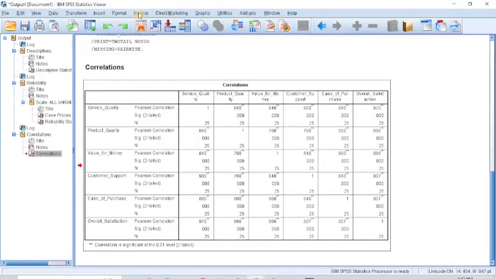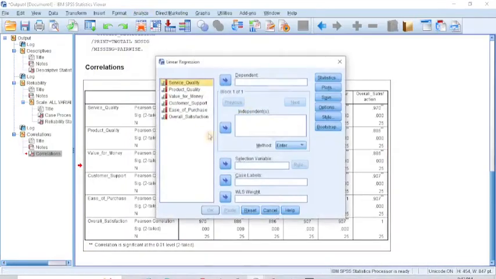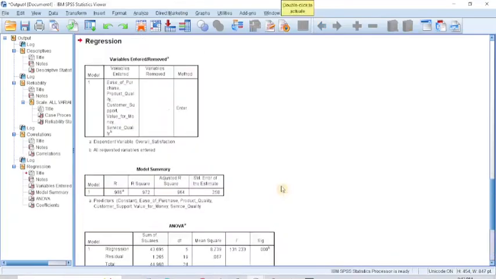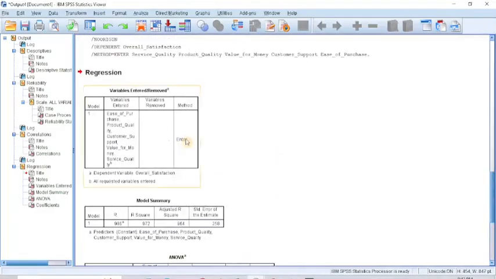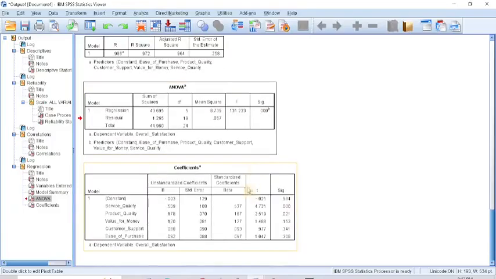Go to Analyze, scroll down to Regression, and then click Linear. Now, set overall satisfaction as a dependent variable and transfer all other satisfaction variables as independents. Go straight and click OK to produce the regression results. 4 tables of results are produced. You will have to concentrate on the R square from the model summary table, the p-value designated as Sig from the ANOVA table, and the beta and p-value designated as Sig from the coefficient table respectively.